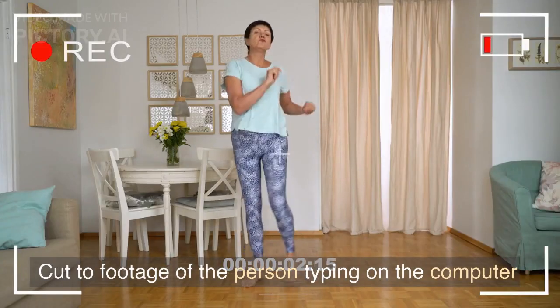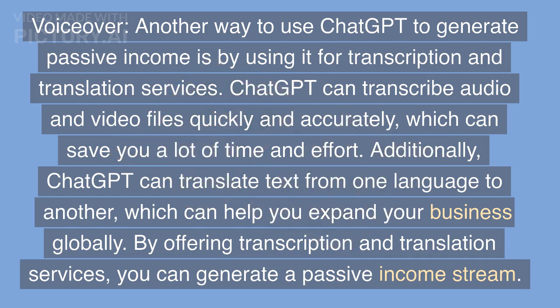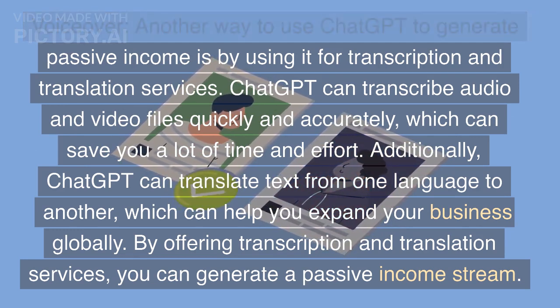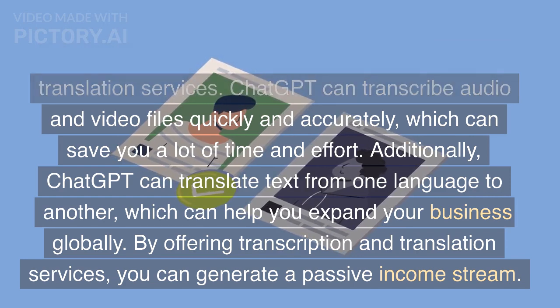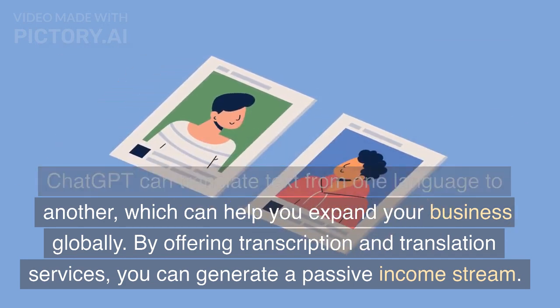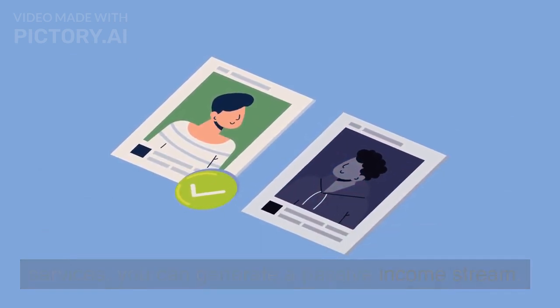Cut to footage of the person typing on the computer. Another way to use ChatGPT to generate passive income is by using it for transcription and translation services. ChatGPT can transcribe audio and video files quickly and accurately, which can save you a lot of time and effort. Additionally, ChatGPT can translate text from one language to another, which can help you expand your business globally. By offering transcription and translation services, you can generate a passive income stream.